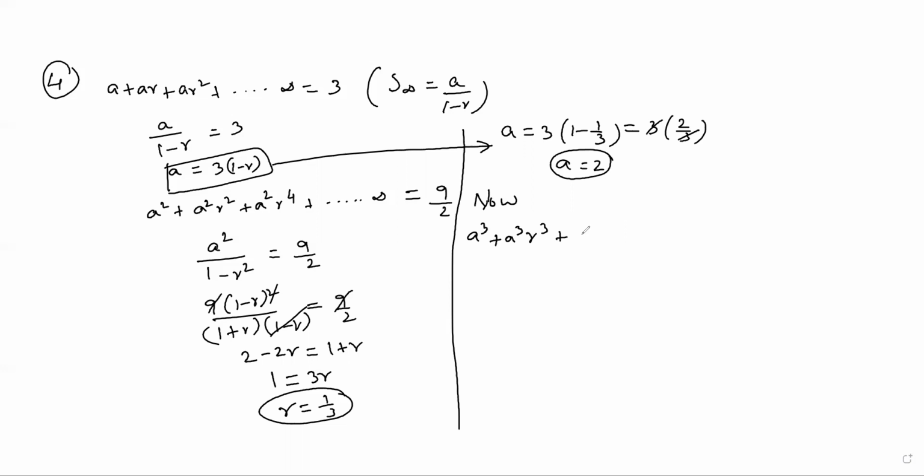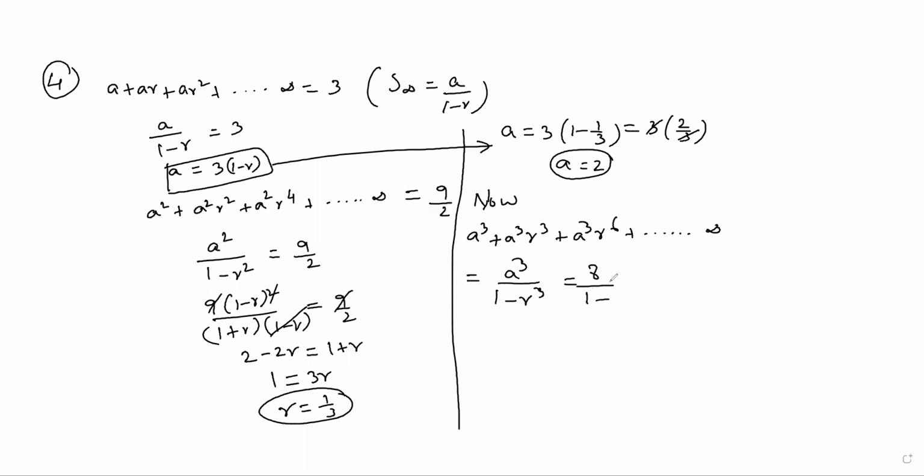Now they are asking the sum of cubes of these terms, that is a cube, r cube, a cube, r power 6, plus and so on up to infinity. Here what is the first term? A cube. Same S infinity formula only: a cube by 1 minus r cube. A value how much? 2. 2 cube is 8.